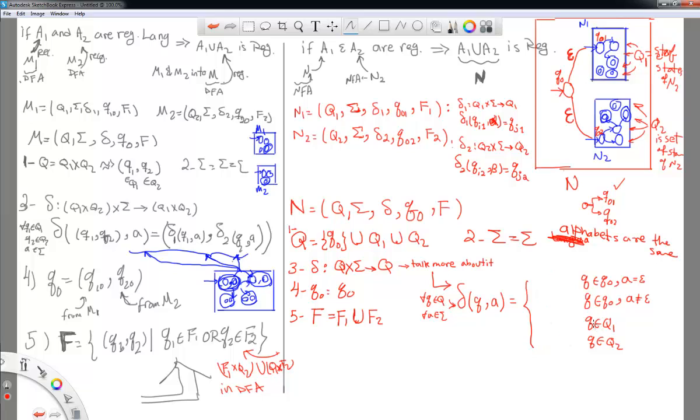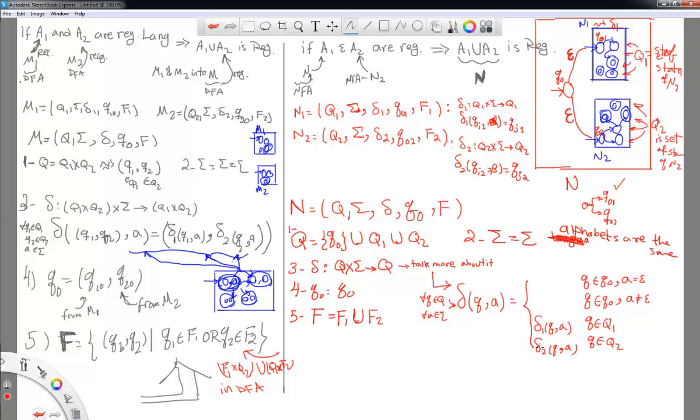Now let's take a look at the easy ones. The easy ones are down here. What happens if I'm in one of the states in Q sub 1? Then I will take the transition of the first machine. So I take the N sub 1 transition. So these guys have the delta sub 1 transitions. So if the states I'm in is one of the states from Q sub 1, then I take the Q sub 1's transition. If Q is one of the states from Q sub 2, then I take the Q sub 2's transitions.